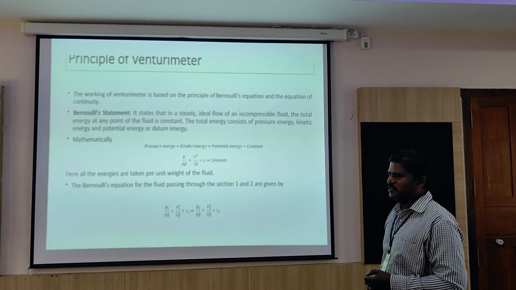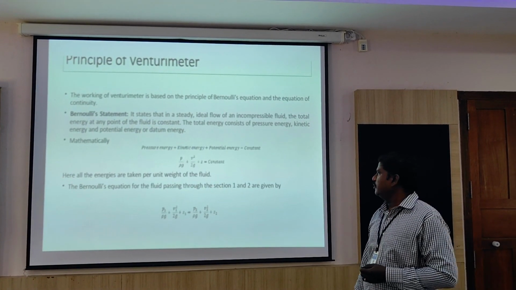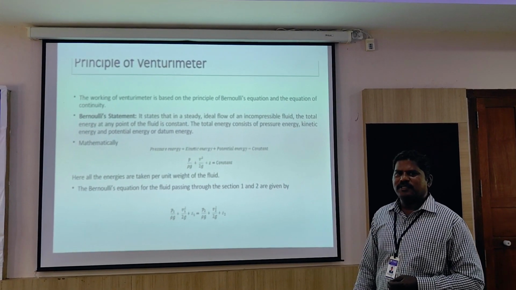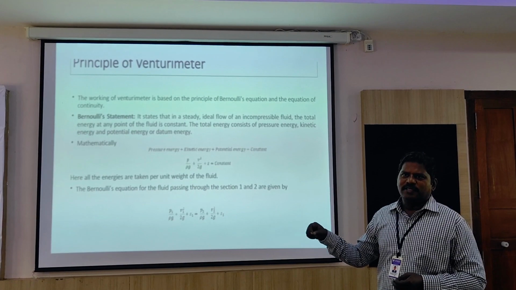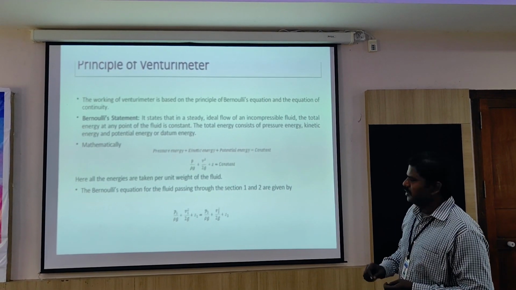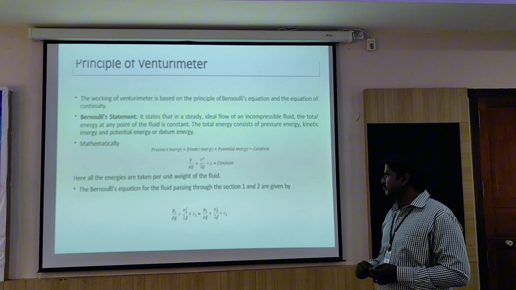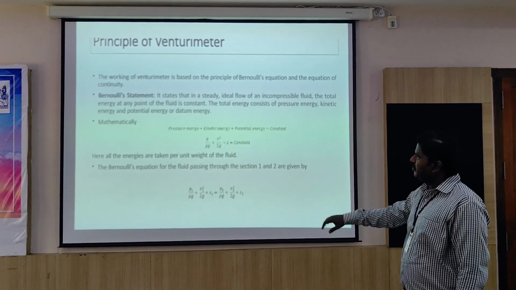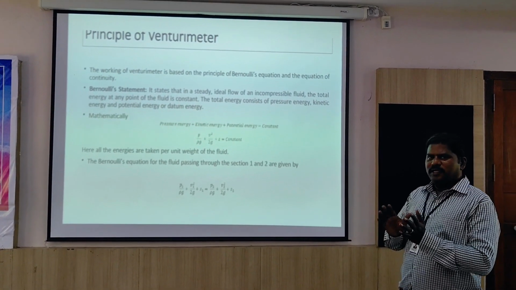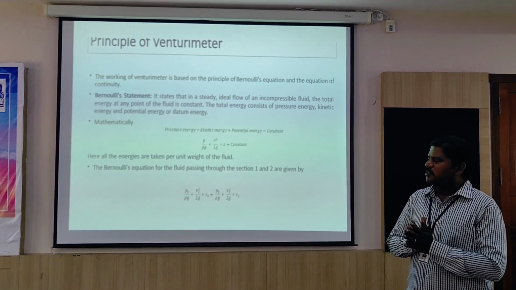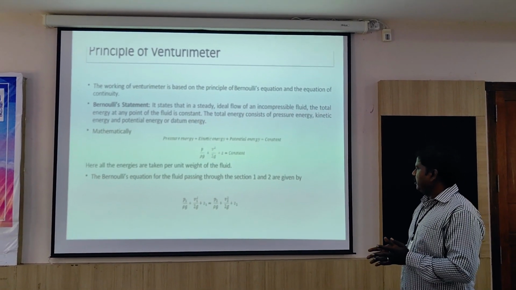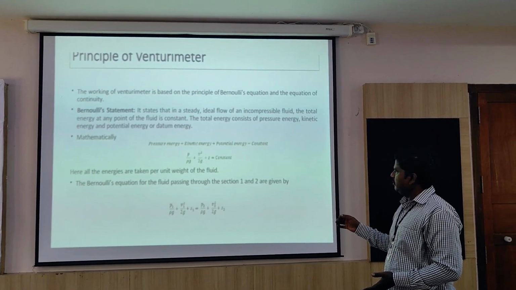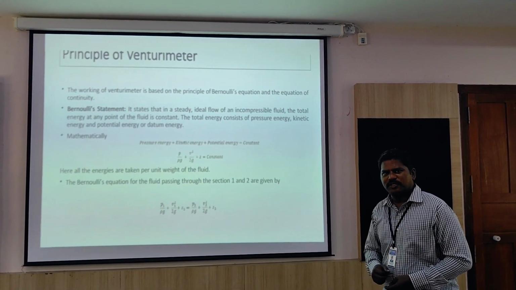This statement is mathematically written as pressure energy plus kinetic energy plus potential energy or datum energy equals a constant. That is, the pressure energy is P by rho g plus kinetic energy V square by 2g plus the potential energy Z equals a constant, where Z is the datum energy. Here all the energies are taken per unit weight of the fluid. Considering section 1 and section 2 in a pipeline, P1 by rho g plus V1 square by 2g plus Z1 in the first section is equal to P2 by rho g plus V2 square by 2g plus Z2.